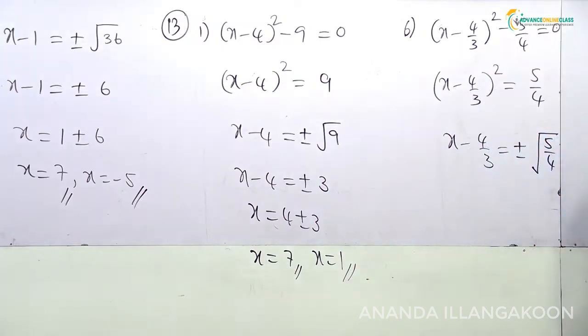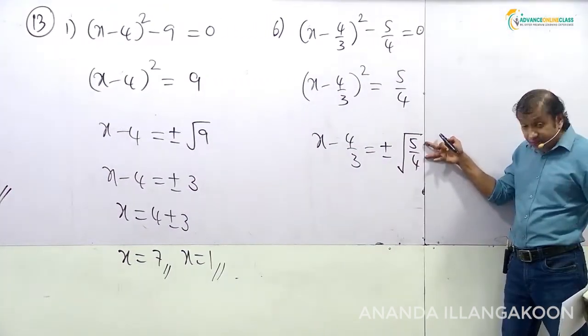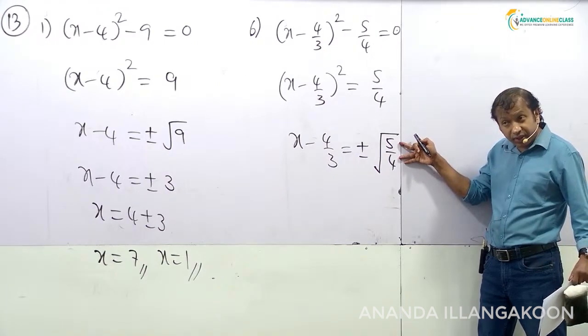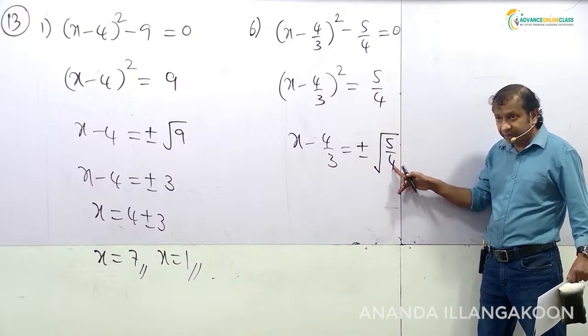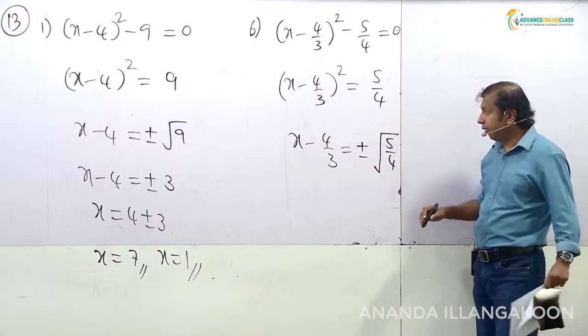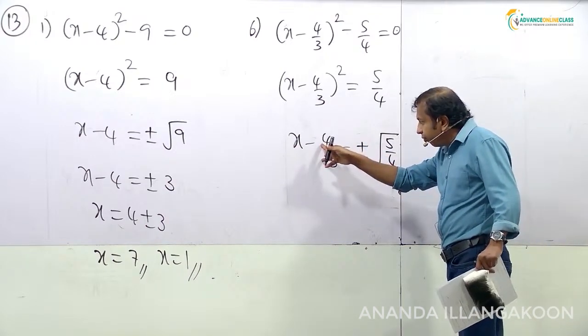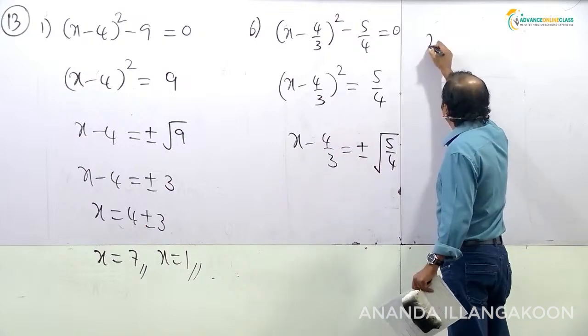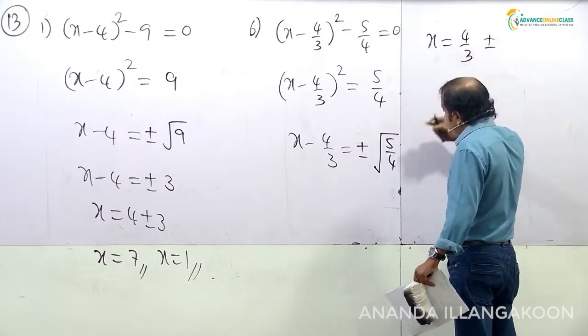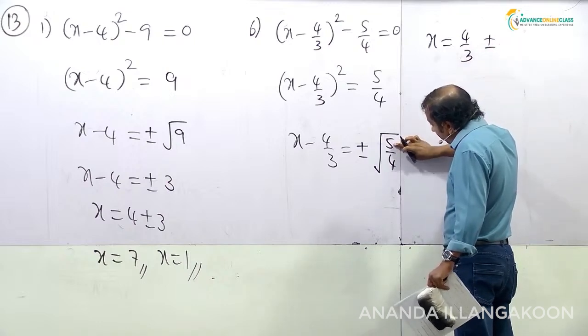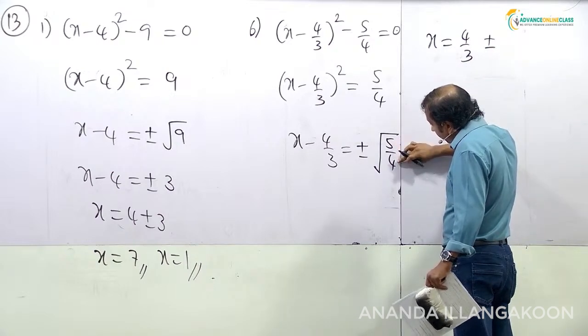When you have the square root of a fraction like this, how to take the root? We have to take the root of the numerator and denominator separately. Understand? Meantime, we'll bring this minus 4 by 3 to the right hand side. That becomes plus 4 by 3, plus or minus. Take the square root of the numerator 5 and the denominator 4.